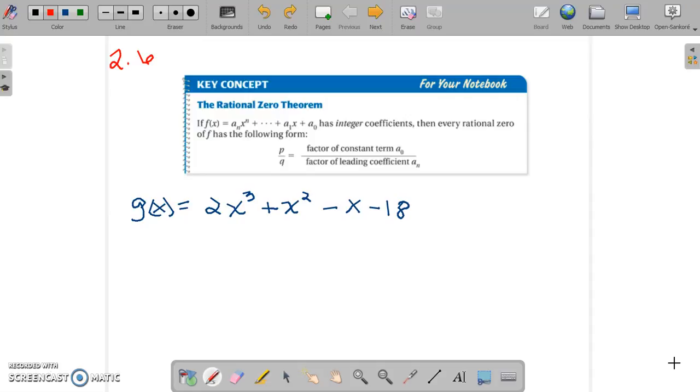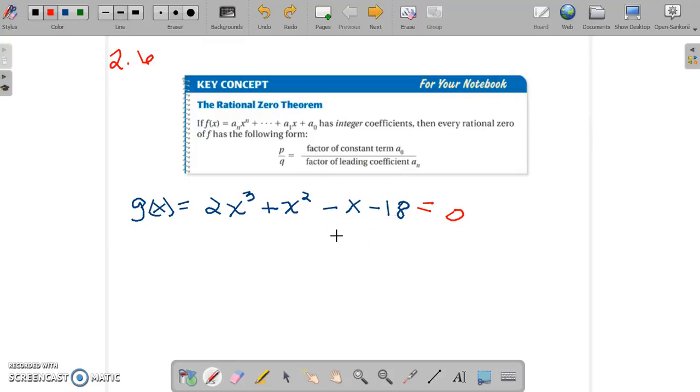It will be a factor of the constant term divided by a factor of the leading coefficient. So you can use this theorem to look at a polynomial and figure out what all the possible rational zeros would be. And a zero is basically, if you were to set this function equal to 0, what would x equal if that whole entire function equaled 0?